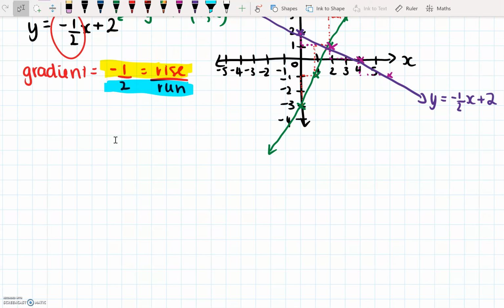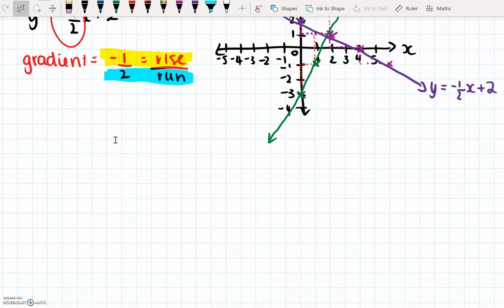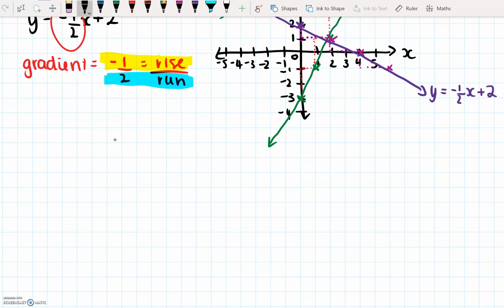There's one other thing, and that is finding out whether a point is on a line or not, or finding out what the missing variable is. So let's just use one of our examples here. We had y equals minus a half x plus 2, and let's say we want to know, is (3, 7) on this line?